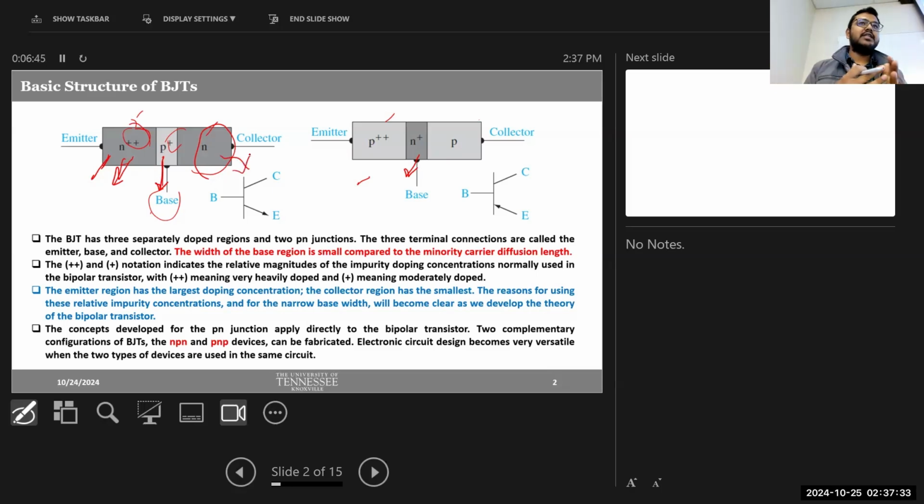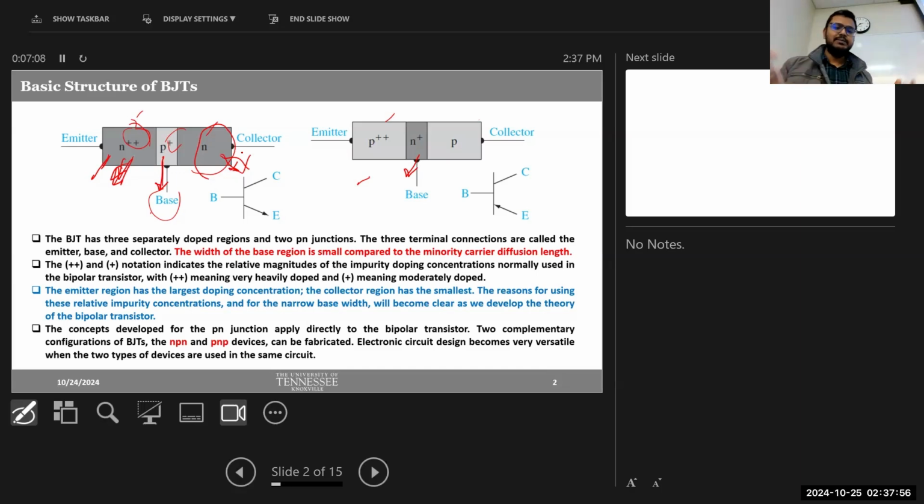Now the region that has the highest doping will always be the emitter, because we want the emitter to emit something. So it must have the highest amount of carriers, right? We want more carriers in the emitter region. That's why the region that has the highest doping will be the emitter, and the other one, which has the lowest doping, will be the collector.